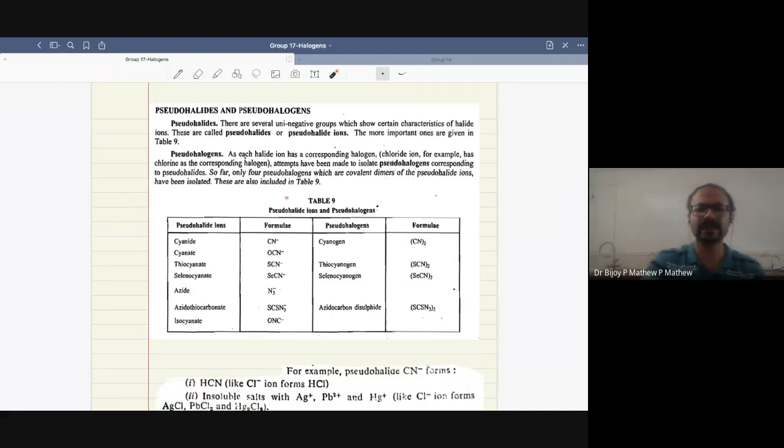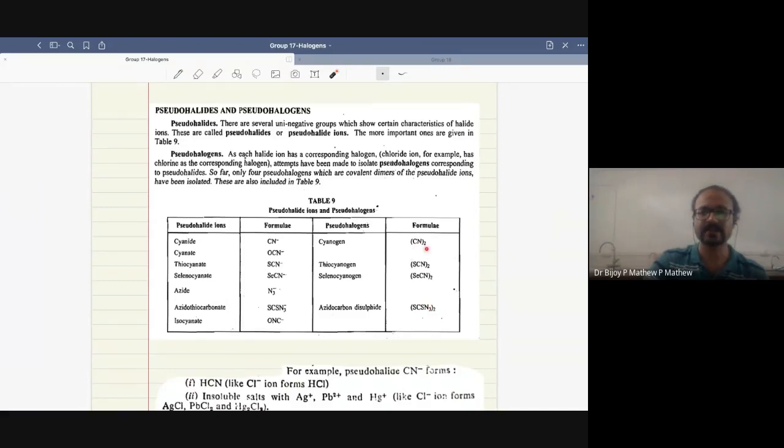Each halide has a corresponding halogen; chloride ion, for example, has chlorine, Cl2, as the corresponding halogen. Attempts have been made to isolate pseudo halogens corresponding to pseudo halides. So far, only 4 pseudo halogens, which are covalent dimers of pseudo halides, have been isolated. Though we have many pseudo halides known, we do not have the corresponding pseudo halogens. Only 4 of them have been detected and isolated.